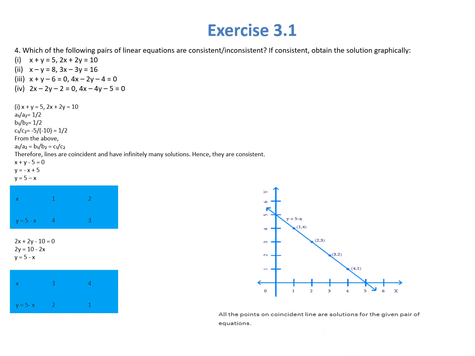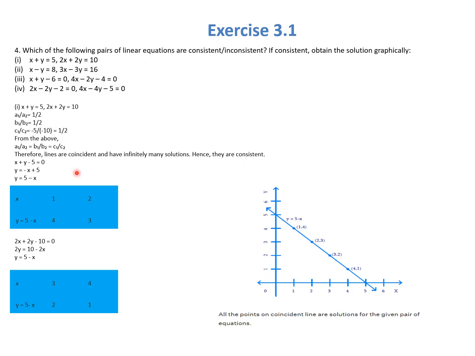Okay, the fourth question of exercise 3.1. It states which of the following pairs of linear equations are consistent or inconsistent, and if consistent, we have to obtain the solution graphically. So the first one is x plus y is equal to 5, 2x plus 2y is equal to 10. When we solve it, we find that a1 by a2 is equal to b1 by b2 is equal to c1 by c2. Therefore, lines are coincident and have infinitely many solutions.